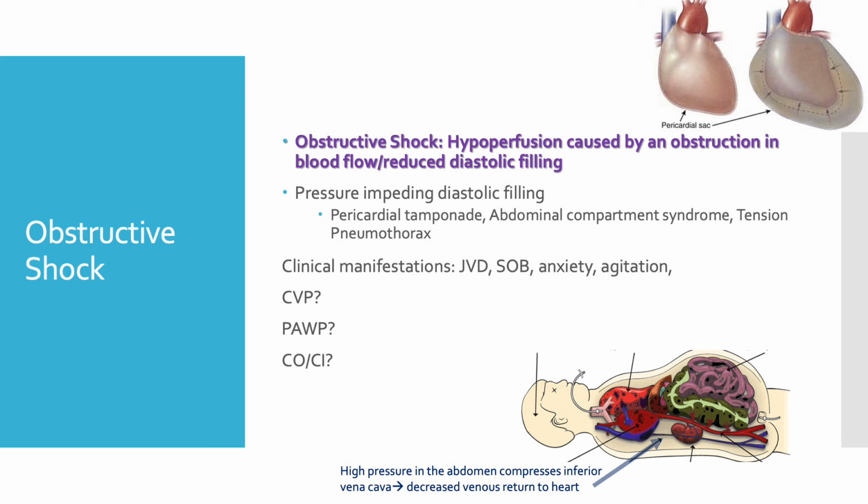Now, also because of all of this pressure preventing blood from returning to the heart, we may see jugular venous distension, or JVD. So blood that should be going to the heart is starting to back up into the neck veins instead. So these patients will also often present with shortness of breath as well.